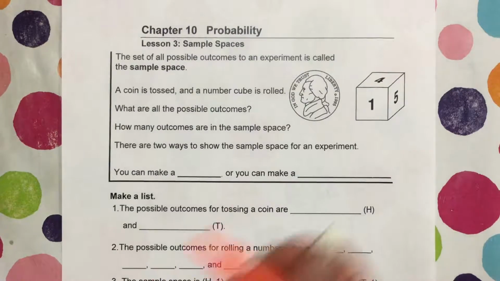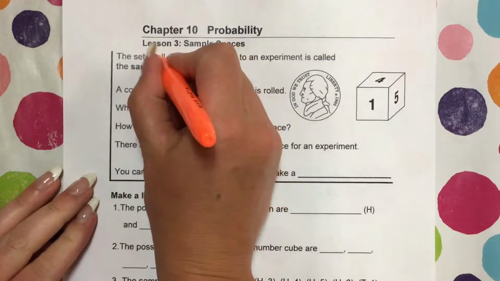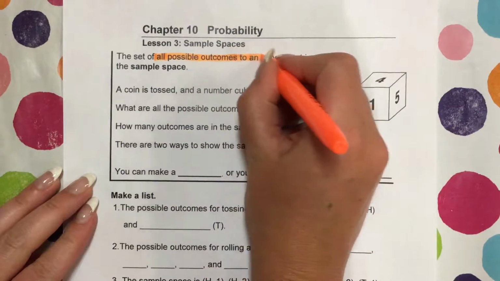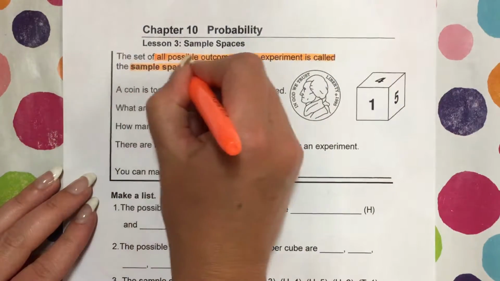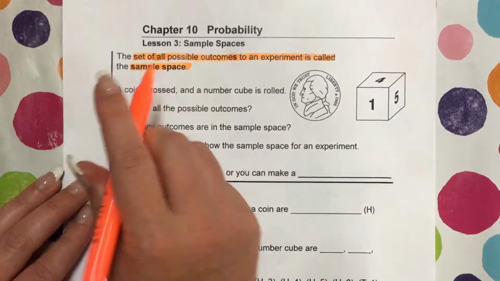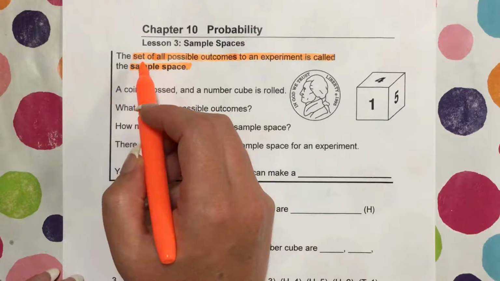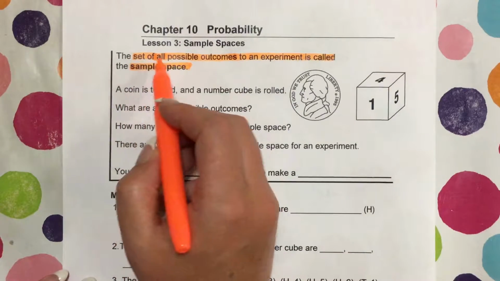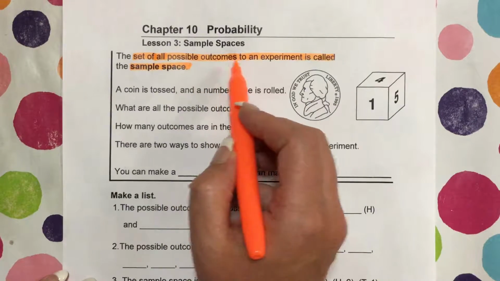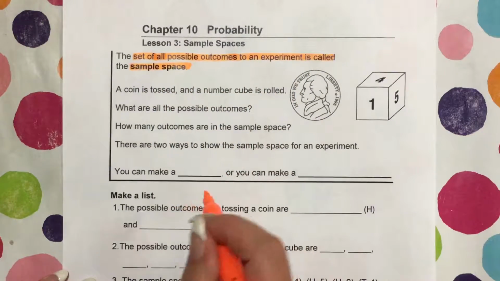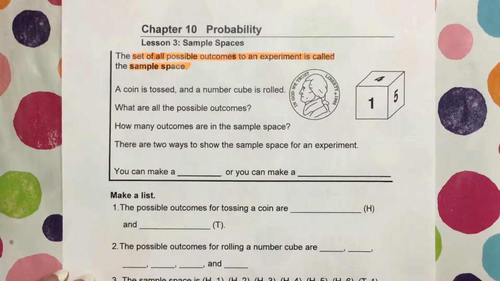Now, the set of all possible outcomes to an experiment is called the sample space. And whenever you see the word set, that just means group. So a group of all the possible outcomes to an experiment is called the sample space. And that's what we're going to be focusing on today.